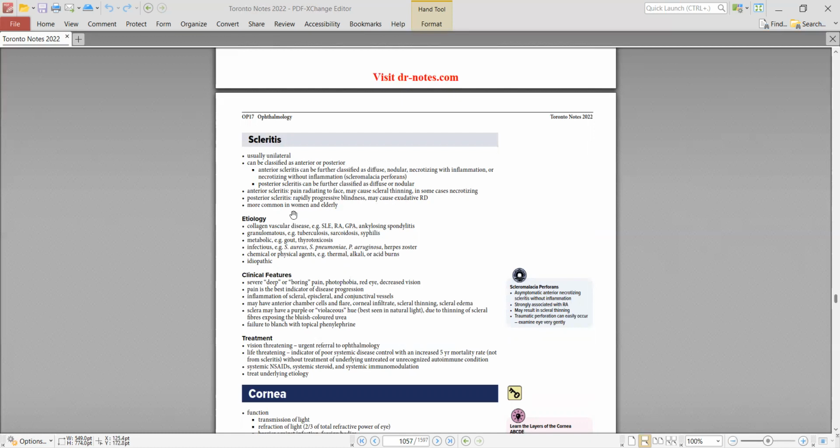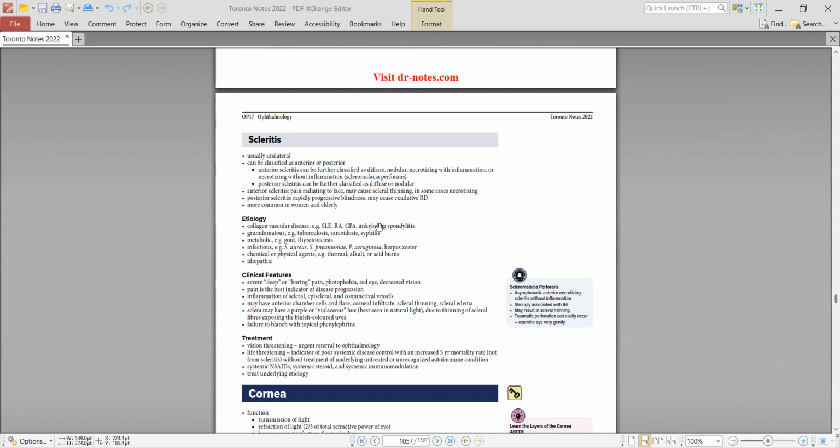This scleritis is commonly seen in women and the elderly, in SLE, rheumatoid arthritis, ankylosing spondylitis, TB, sarcoidosis, syphilis, granulomatous conditions, metabolic conditions like gout and thyrotoxicosis, infections like staph, strepto, pneumococcal, herpes zoster, chemical injuries, and physical agents.